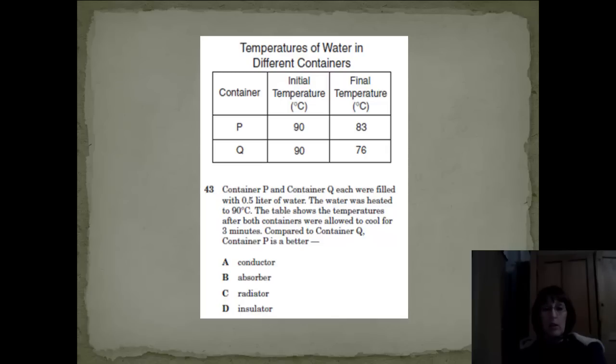Compared to container Q, container P, is it a better insulator? So we're looking at it in terms of container P. Is it a better insulator, it kept the heat in, or is it a better conductor, it let the heat out? Well, it kept the heat in. It kept most of its degrees of temperature, so it's a better insulator. There we have it.